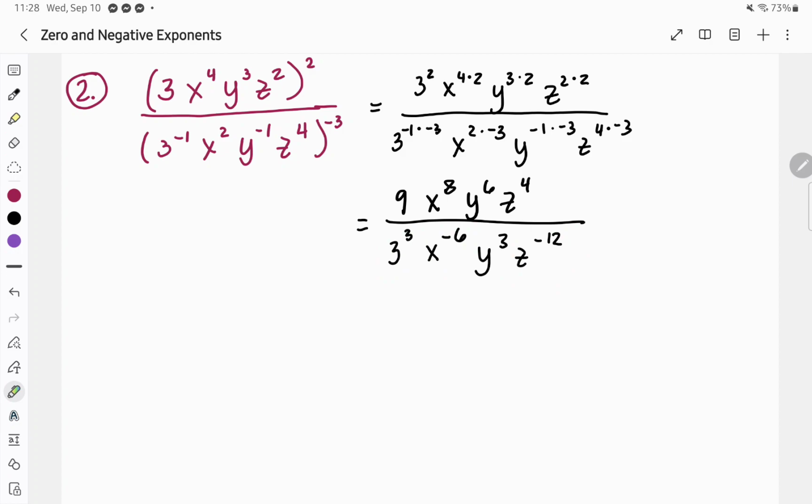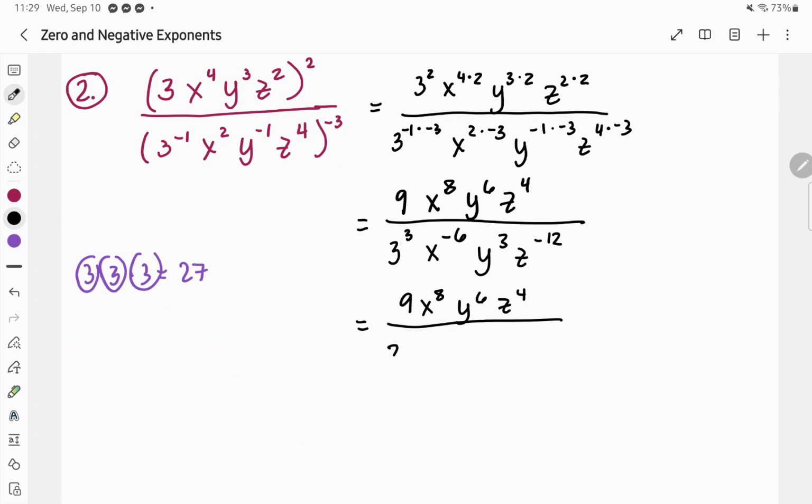And we need to evaluate yung 3 raised to 3. Copy lang natin muna yung numerator, that is 9x raised to 8, y raised to 6, and z raised to 4, all over 3 raised to 3. Tandaan, kapag exponent, yun yung number of times na i-multiply mo yung base sa sarili niya. So that is 3 times 3 times 3. 3 times 3 is 9, times 3 is 27. So that will be 27, x raised to negative 6, diba?